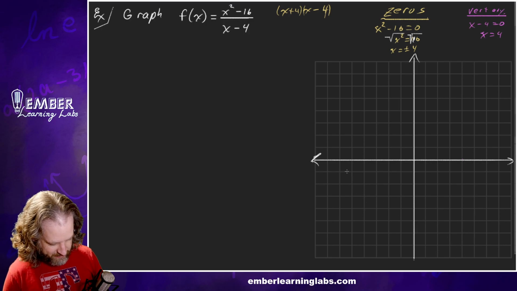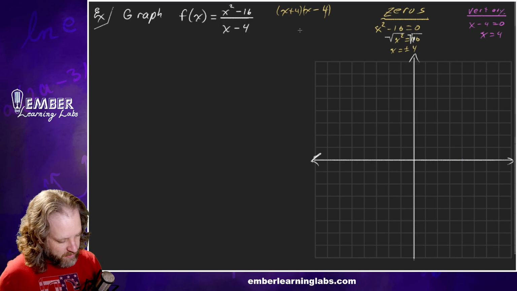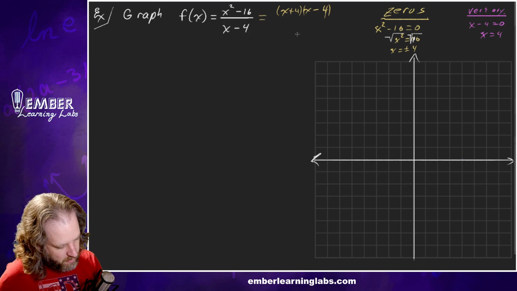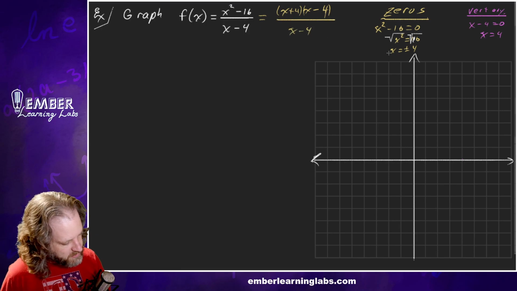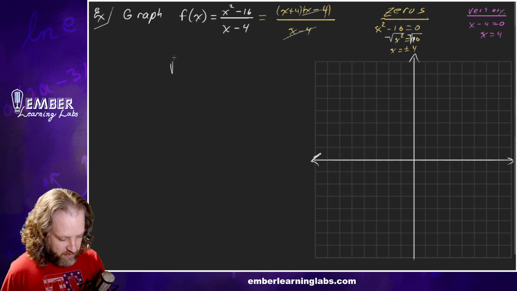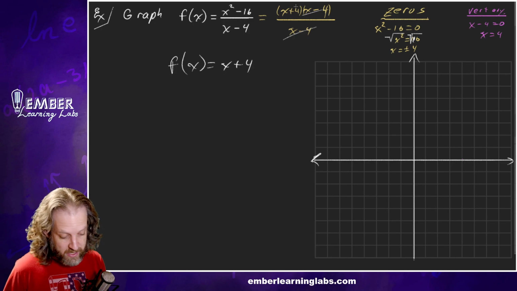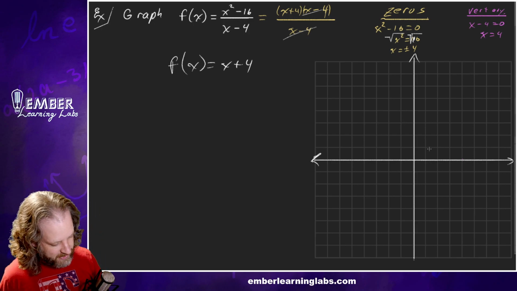So what does our graph look like? Well, our graph is going to look like this. If we turn this into this over x minus 4, then these are going to cancel, but we've got to know that there's a hole right there, and it turns it into the same graph as f of x equals x plus 4, so whatever is left, with a hole. So how do we draw that? Well, we do it like this.